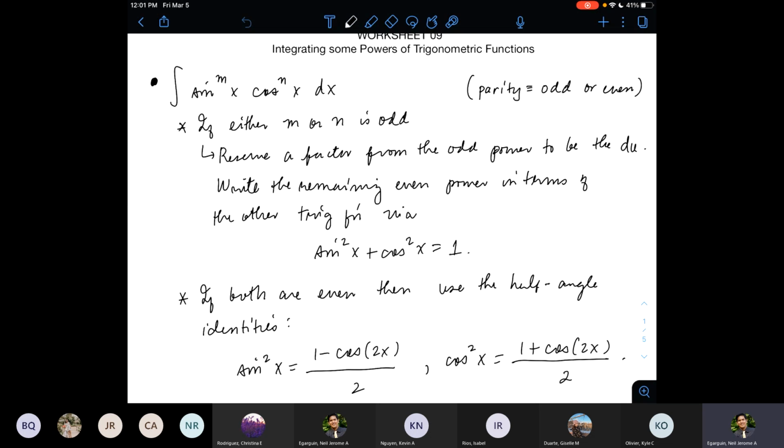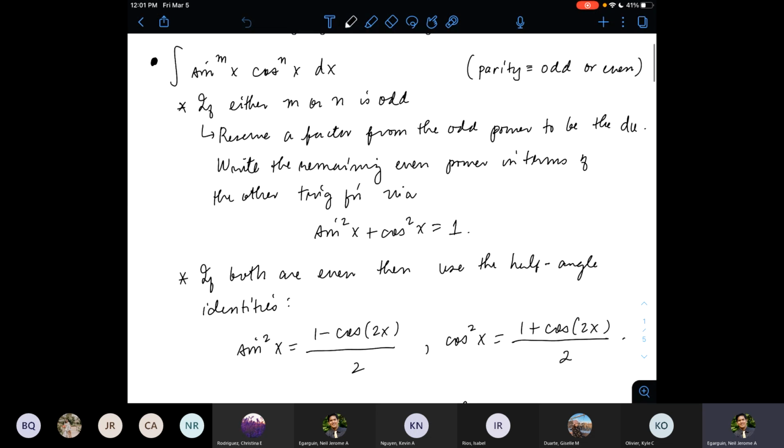So we outlined here what to do for combinations of powers of sines and cosines. If you get one of them to be odd, what you can do is take a factor from that odd power and reserve that to be your du, right? And then the remaining powers can be written in terms of the other trig function via the Pythagorean identity, sine squared plus cosine squared x. And I guess we had a couple of examples about this last time.